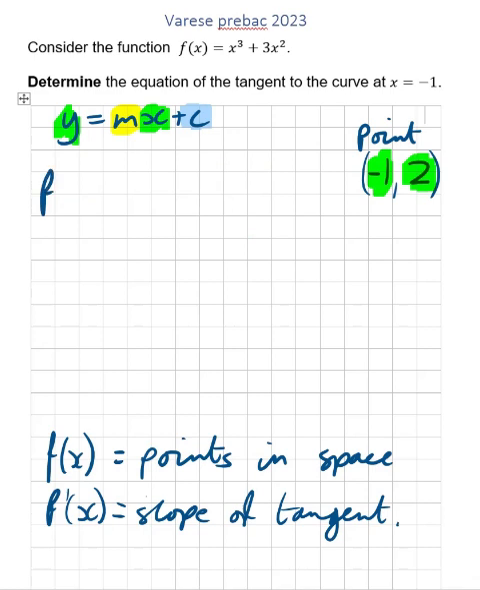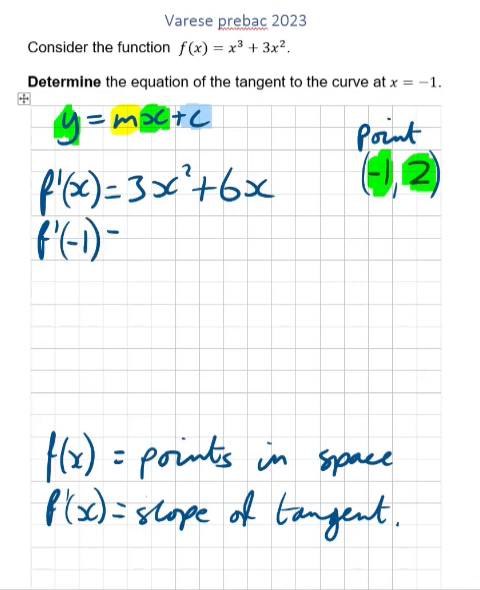So what do I need to do? I need to get the f prime of x to start with. That's going to be given for me, a straightforward one to differentiate here. That's 3x squared plus 6x. And I'm looking for the slope at a particular point. I'm looking to find the slope at x is equal to -1.